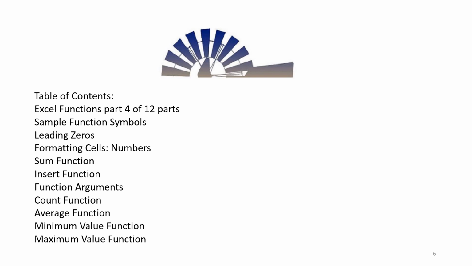Table of Contents, Excel Functions, Part 4 of 12 parts: Sample Function Symbols, Leading Zeros, Formatting Cells, Numbers, Sum Function, Insert Function, Function Arguments, Count Function, Average Function, Minimum Value Function, Maximum Value Function.